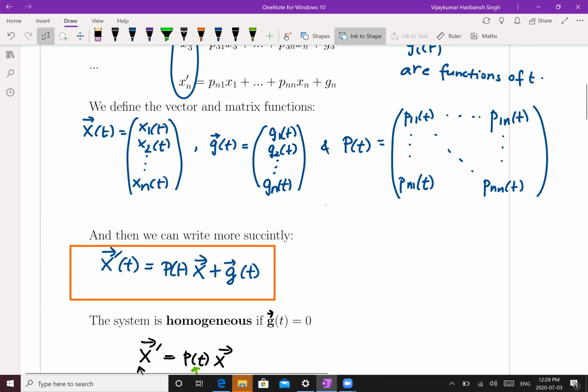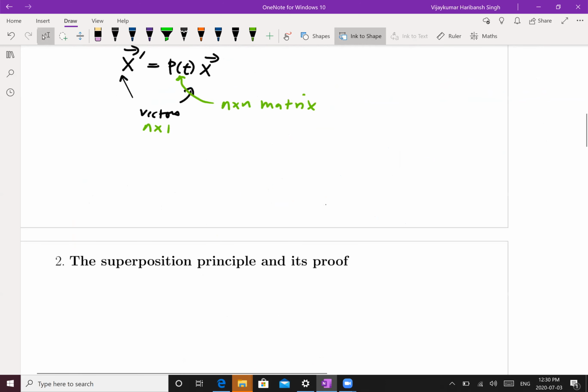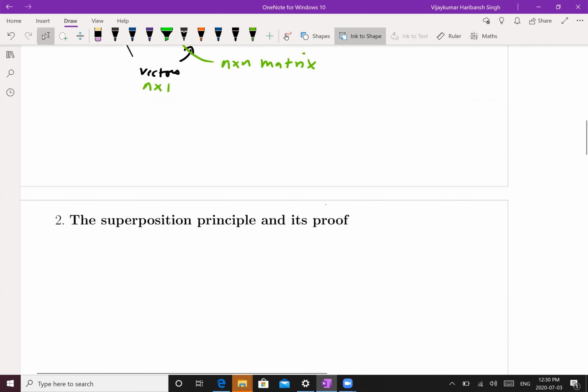So again, our goal, as always, is to understand the system of differential equations. So we want to understand the system of first order linear differential equations. Namely, we want to understand their solutions. The superposition principle applies here as well. So what is the superposition principle?